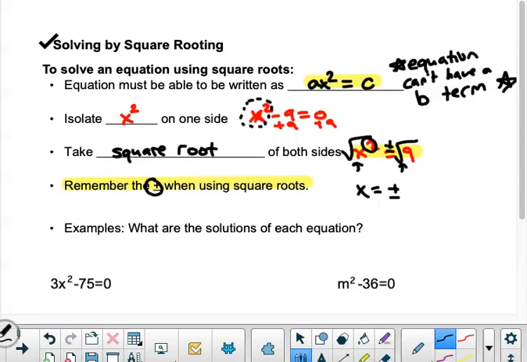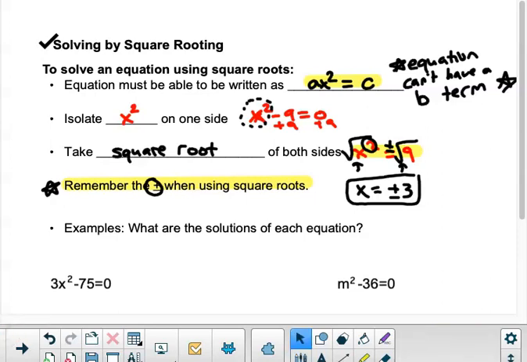Because when you put a square root into an equation, you have to keep in mind that there are two ways to get 9 with the same number. You can do 3 times 3 or negative 3 times negative 3. So when you solve by square roots, you have to remember you're going to have two answers. The plus or minus part is key. You've got to remember that. After that, nothing's too difficult.